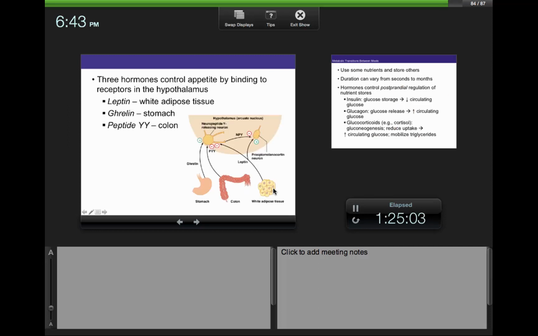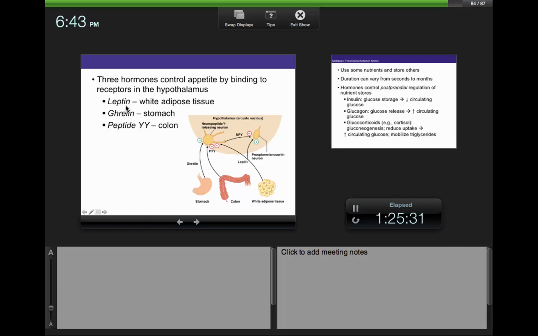Finally, ghrelin, leptin, and peptide YY. Don't worry about this crazy figure here. You're not going to have to know neuropeptide Y releasing neuron and pro-opiomelanocortin. I would say, just to make it simple, you guys traveled all the way here. Ghrelin increases appetite. It's released from the stomach.